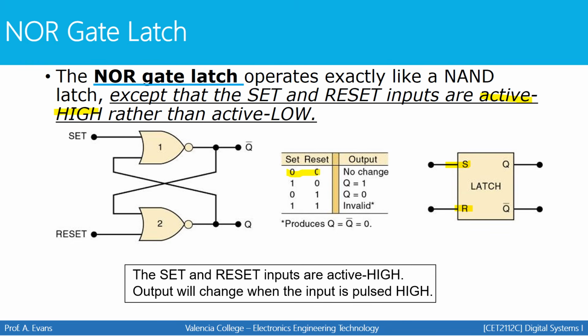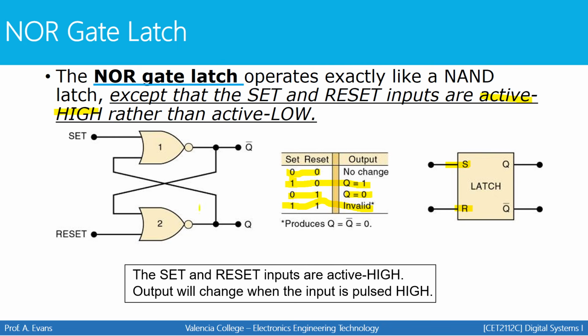If both the inputs are low, no change. If I want to set the flip-flop, I have to send a high signal into the set input. If I want to reset the flip-flop, I have to send a high signal into the reset input, and that will clear the flip-flop. And with this flip-flop, when they're both high is our invalid state. We don't want to intentionally set both inputs of a NOR gate latch to both be 1. You get an invalid output.